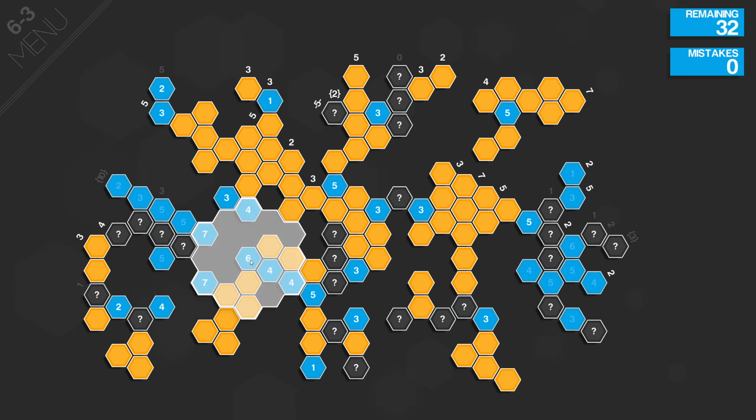So here we have 1, 2, 3, 4, 5, and then we need one of these to make a sixth. But this 4 has 1, 2, 3. It needs one of these to make a fourth. If it was this one, when we finish this 6, it would add up to 1 too many, so we know this isn't 1.